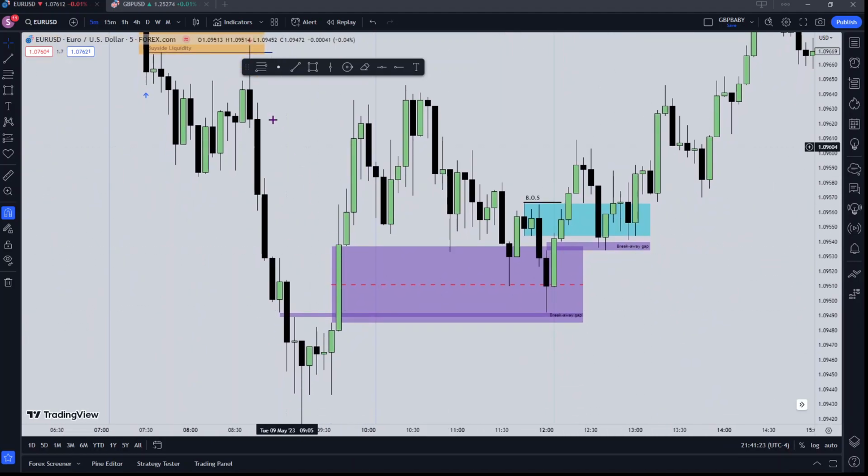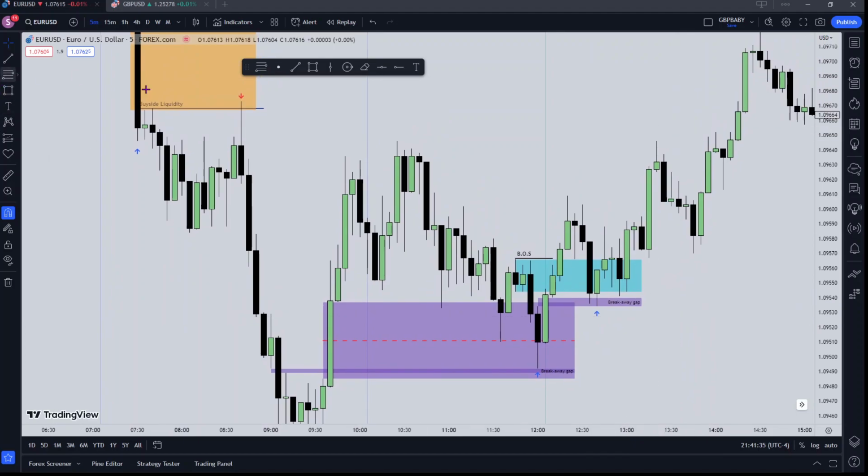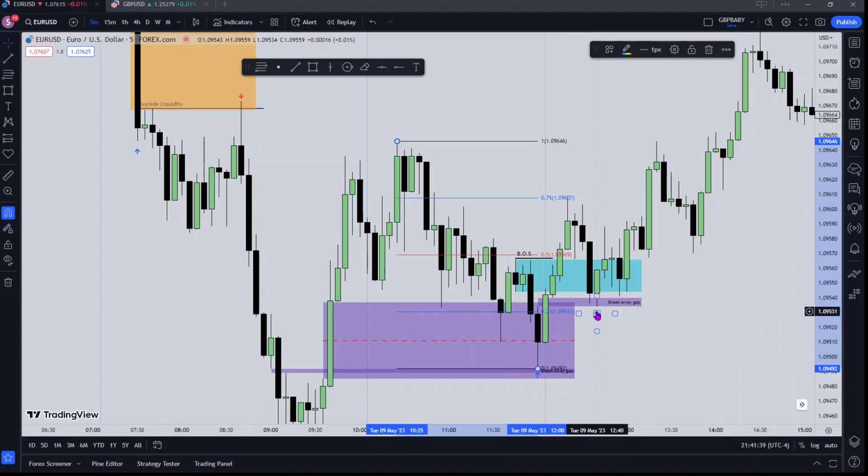So I'd like to enter. Where would I want to enter if this was me? Here at the breakaway gap. And then I'd like to enter again here at the fair value gap. Because remember, this is the current trading range. This is all in discount, a significant discount.